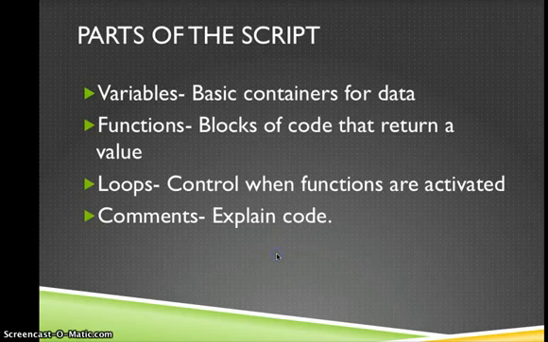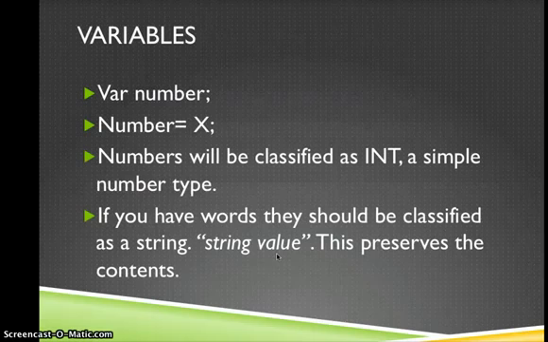So now we've done that. Just going to talk a little bit about the different parts of the script available. So within your JavaScript, you have variables, and these are the basic containers for your data. You have functions, these are blocks of code that return a value. You have loops, and these control when your functions are activated, and you have comments. So these are where you'll put in a bit of information to explain your code, and this is what coders love to read for other coders because it normally makes no sense.